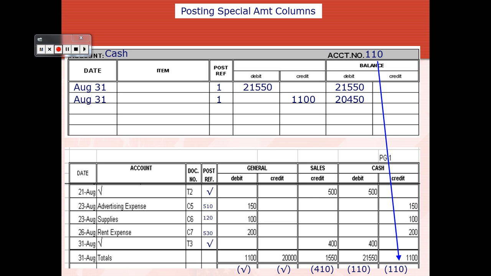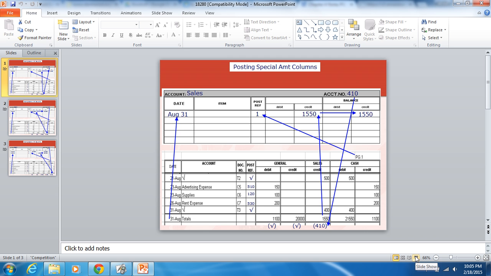Okay, so we have our general debit and credit completed with our check marks. We have our sales credit completed with the 410 in parentheses. And we have our cash columns, debit and credit, completed with 110 underneath the totals as well in parentheses. And then all our post references on our journal have been logged. So you're good. That's it. All done. Congratulations. You have finished your Chapter 3 notes.